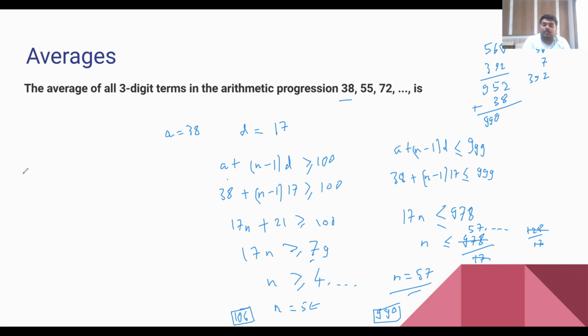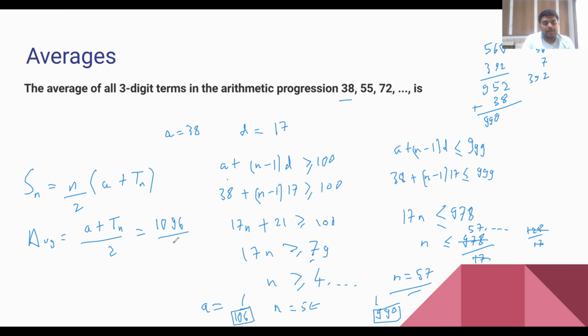Now you know that Sn is equal to n by 2 into (A plus Tn). Since this is an arithmetic progression, the average will be (A plus Tn) by 2, where this is the first term and this is the last term. So 106 plus 990, which is 1096, divided by 2. This division leads to 548.